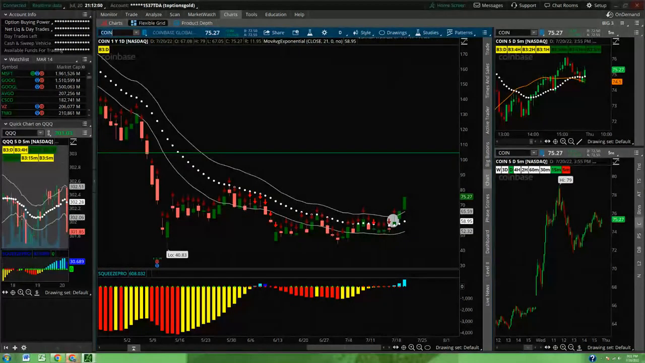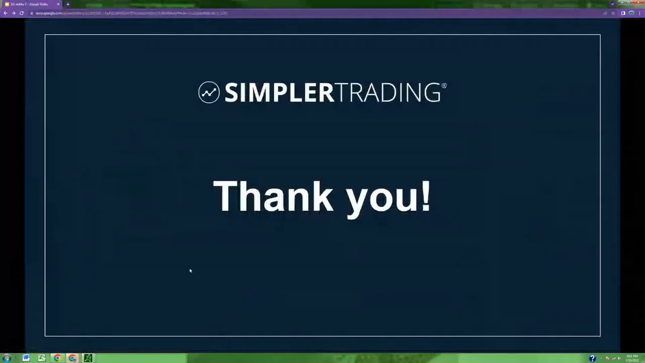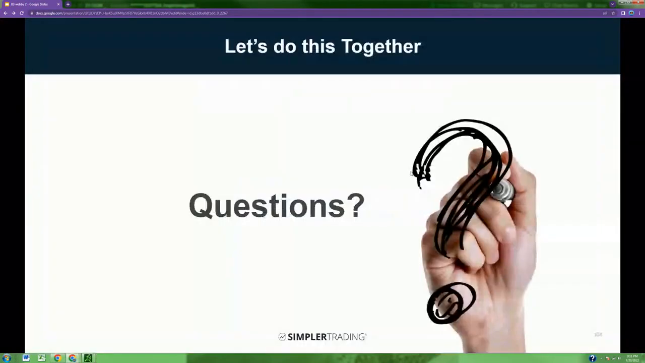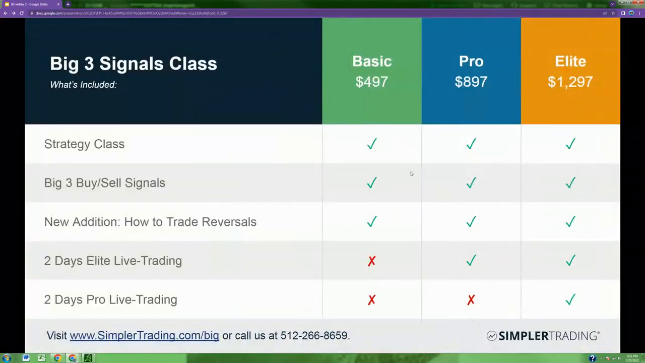But all right, guys, those are some of the basics. But to me, that's the star of the show. 2 stars of the show: the scan and the multi-time frame labels.